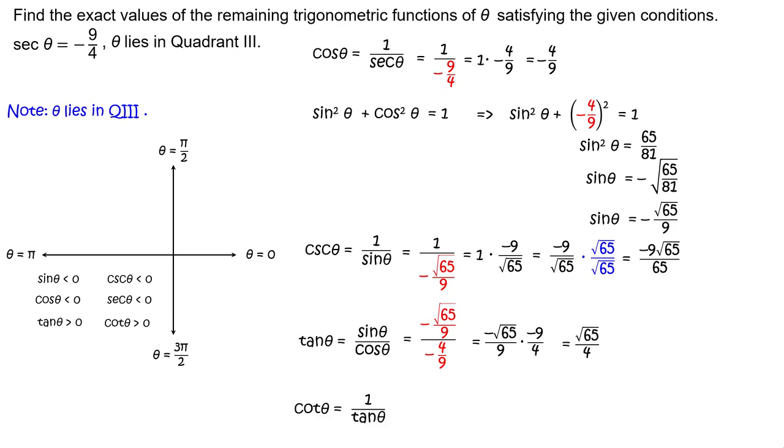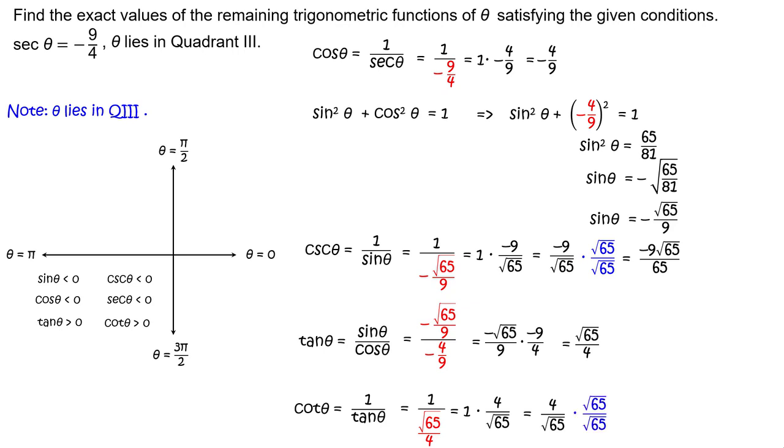Finally, find the value of cotangent of theta. Write cotangent of theta equals 1 divided by tangent of theta. Substitute square root of 65 divided by 4 for tangent of theta. Next, recall that dividing by a fraction is equivalent to multiplying by its reciprocal. So rewrite 1 divided by the quantity square root of 65 divided by 4 as 1 times 4 divided by the square root of 65. Simplify to get 4 divided by the square root of 65.